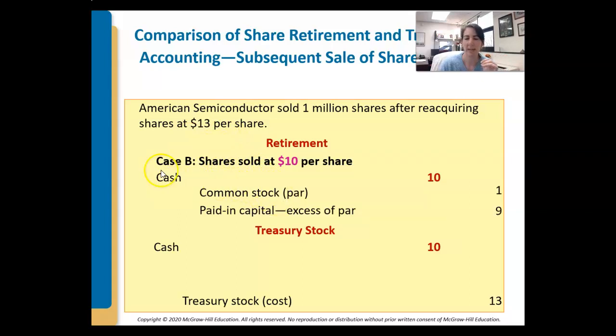If that's the case, again, with the retirement, it's as if they're fresh from the vault. So you just record the cash, common stock, paid in capital excess of par. Nothing weird, blank slate. Treasury stock's a little bit fuzzier though.